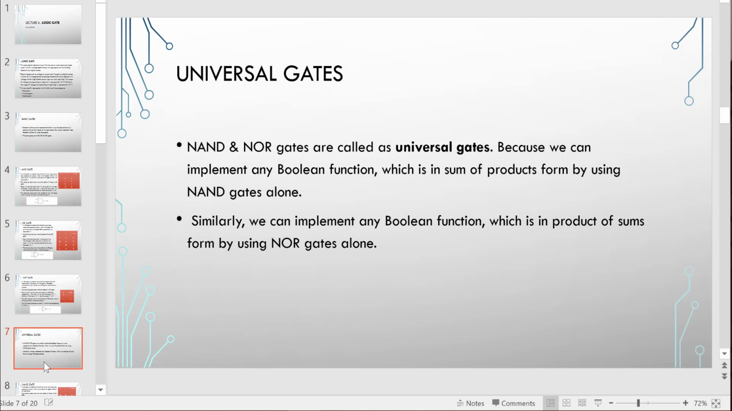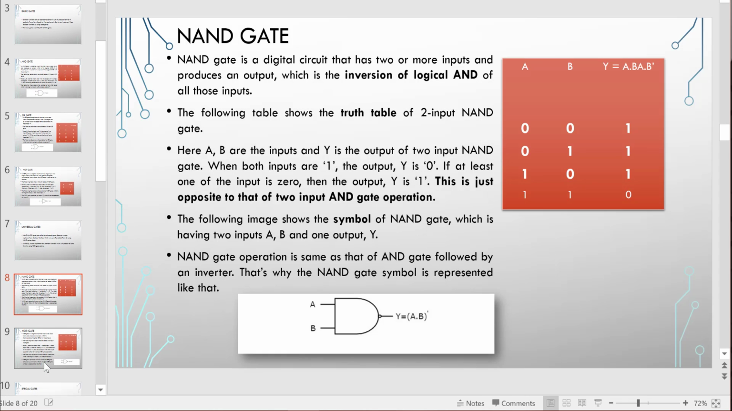So now let's discuss the universal gates. NAND and NOR gates are the universal gates, right? And now let's discuss the NAND gate. The NAND gate is the inversion of the logical AND, right? It's a very important point that it is simply an inversion of the logical AND.